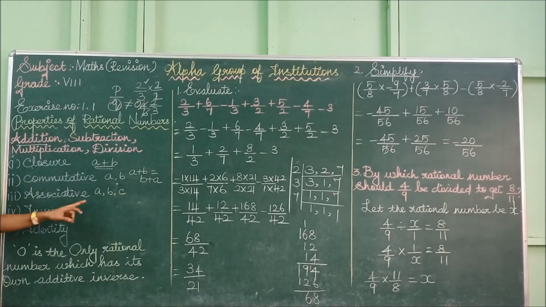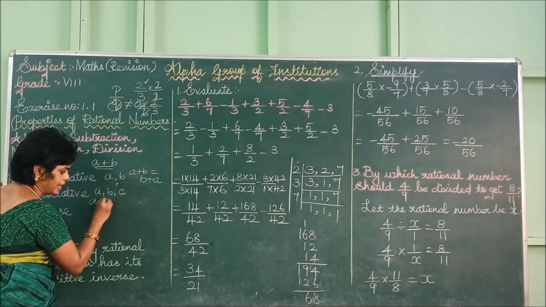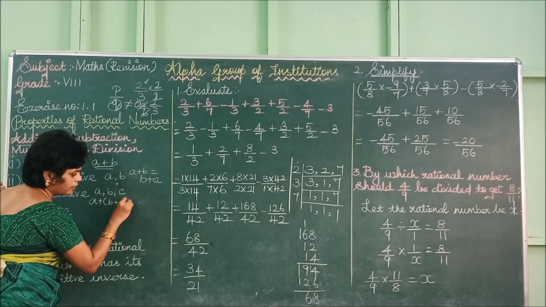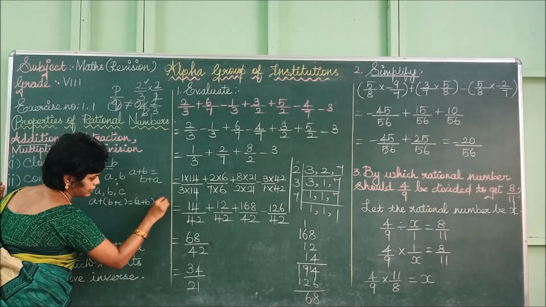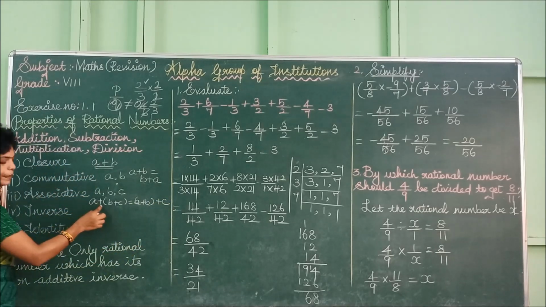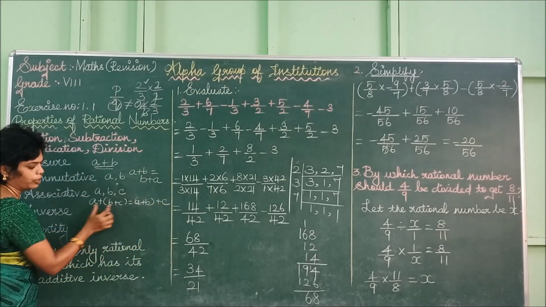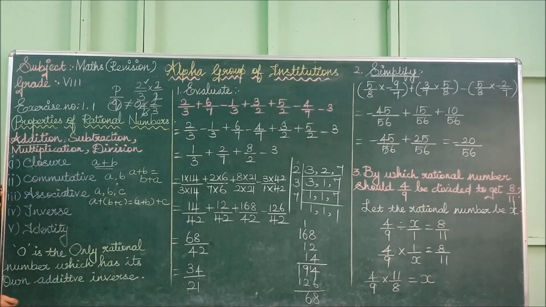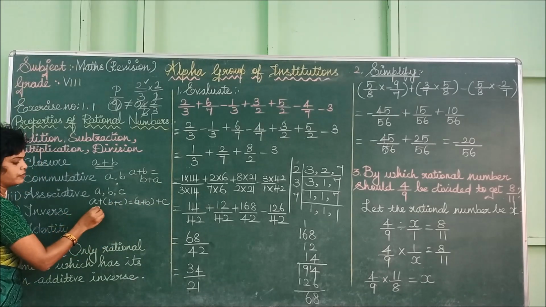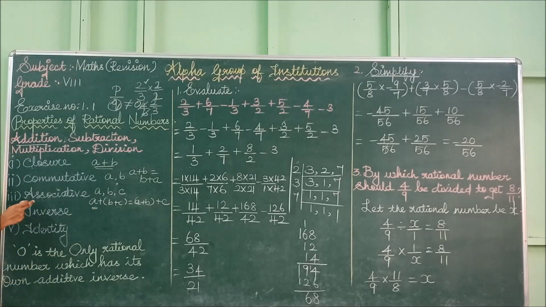So if you are taking three values of the rational number, you have to check which condition. A plus (B plus C) is equal to (A plus B) plus C. So listen, A plus of B plus C is equal to, you can change the bracket, A plus B, another value is C. If both are equal, you can say it is associative under addition.